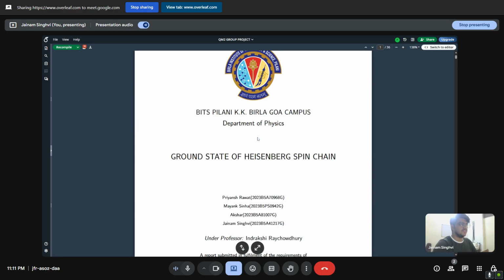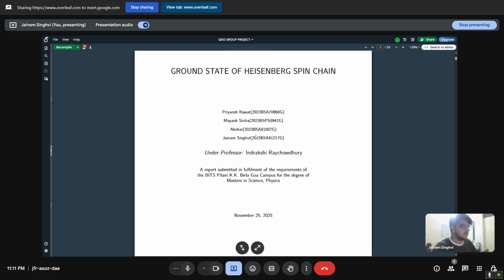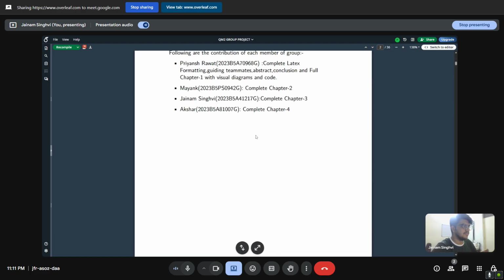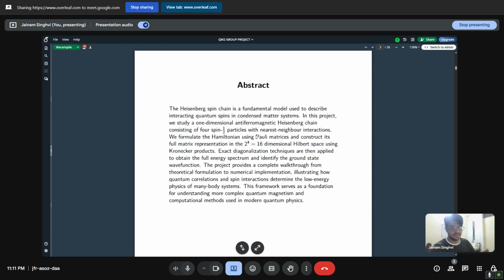Our project title is Ground State of Heisenberg Spin Chain. This Heisenberg spin chain is a fundamental model used to describe interacting quantum spins in condensed matter systems. In this project, we are studying a one-dimensional antiferromagnetic Heisenberg chain, which consists of four particles with a spin of 1/2. We formulate the Hamiltonian using the Pauli matrices, which gives a 16-dimensional Hilbert space, and thus a matrix of 16 cross 16 order.